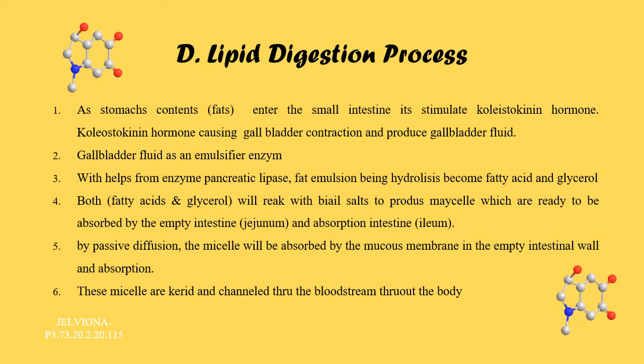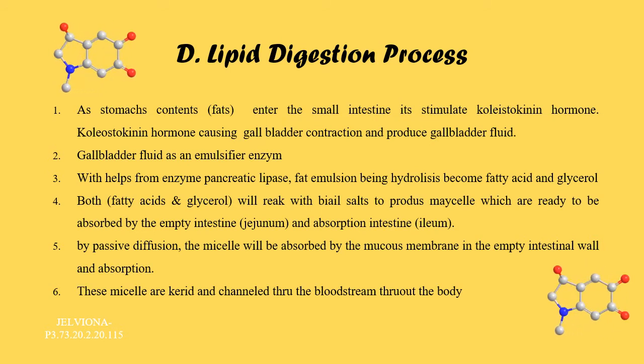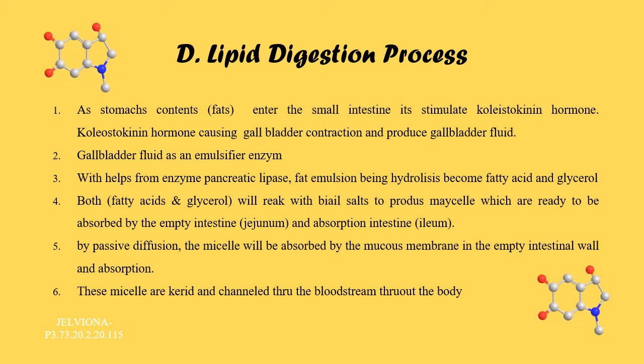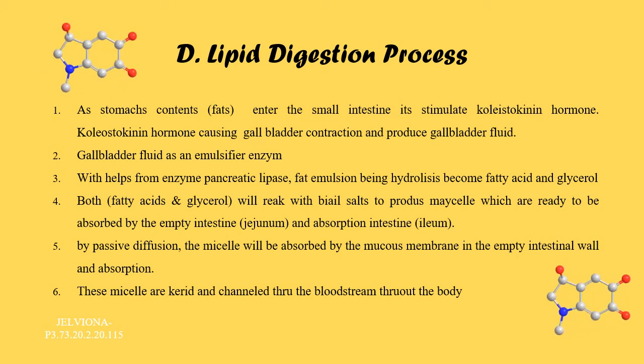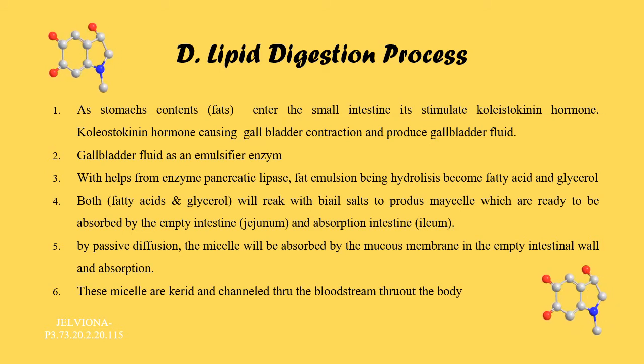Lipid digestion process. As stomach contents enter the small intestine, it stimulates cholecystokinin hormone. Cholecystokinin hormone causes gallbladder contraction and produces gallbladder fluid. Gallbladder fluid is an emulsifier. With help from the enzyme pancreatic lipase, fat emulsion is hydrolyzed to become fatty acid and glycerol.